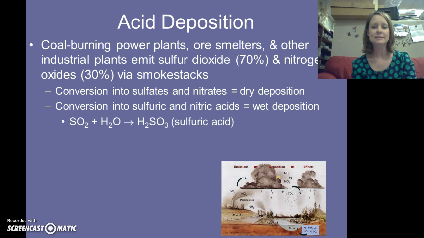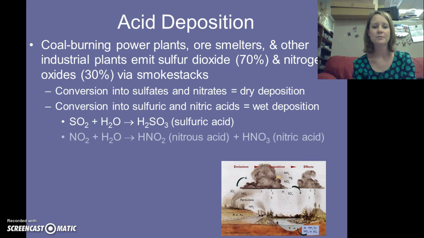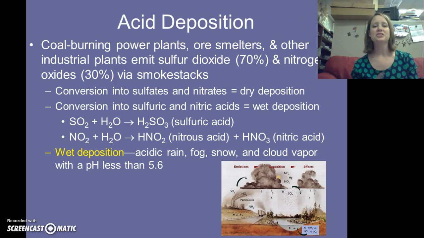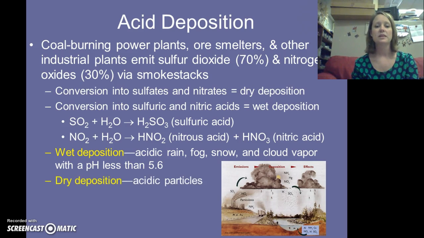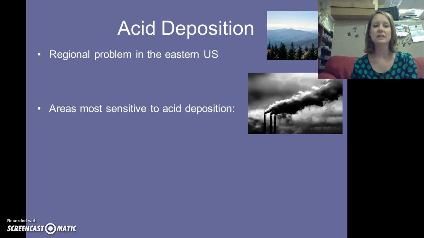So sulfuric acid is when you take sulfur dioxide, or SO2, combined with water vapor, and then nitric acid, you take nitrogen dioxide, which combines with water vapor to form nitrous acid, and then that in turn also produces nitric acid. So wet deposition not only includes acid rain, but also fog can have a pH of lower than 5.6, snow, and even cloud vapor. And then dry deposition, as we said, those are the solid particles.